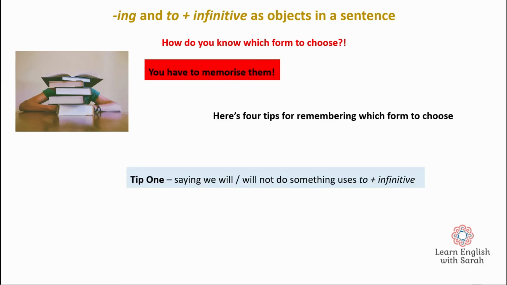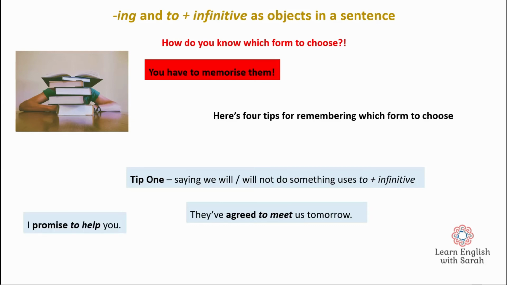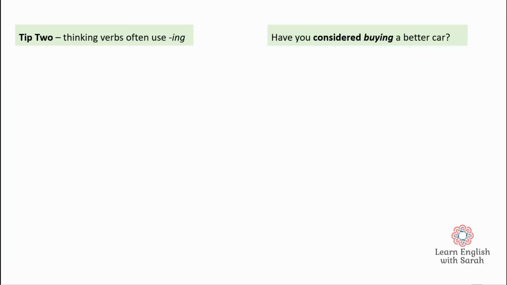Number 1, if we are saying that we will or will not do something, we often use a to plus infinitive. So they've agreed to meet us tomorrow. I promise to help you. Tip number 2 is that thinking verbs often use an ing. So have you considered buying a car or a better car? And I really miss living in China.